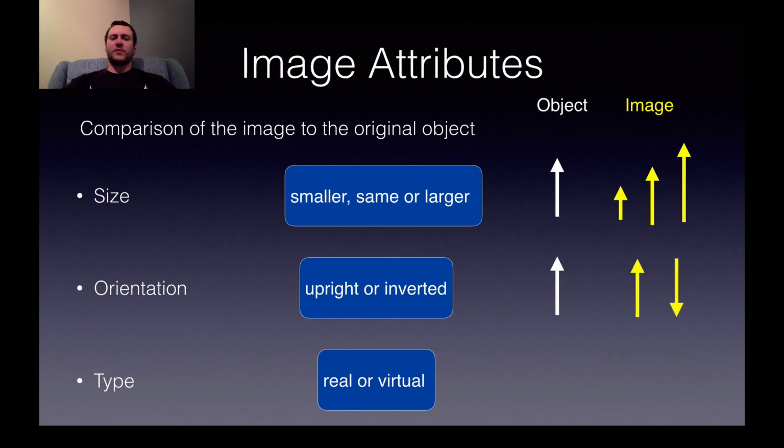So when we start doing our comparisons, here's what we get. For size, we take our object, which is the white arrow, and then the image is either going to be smaller, the same size, or bigger.